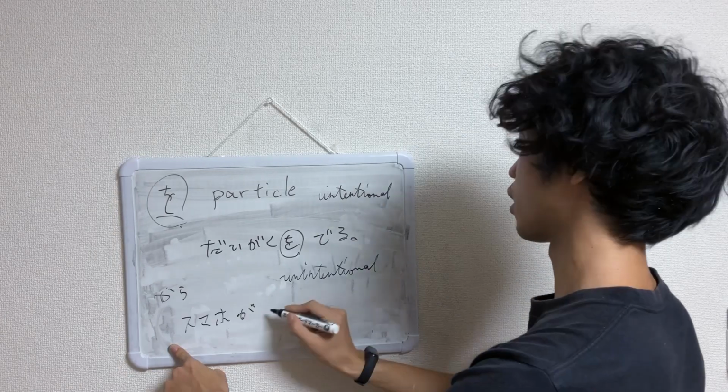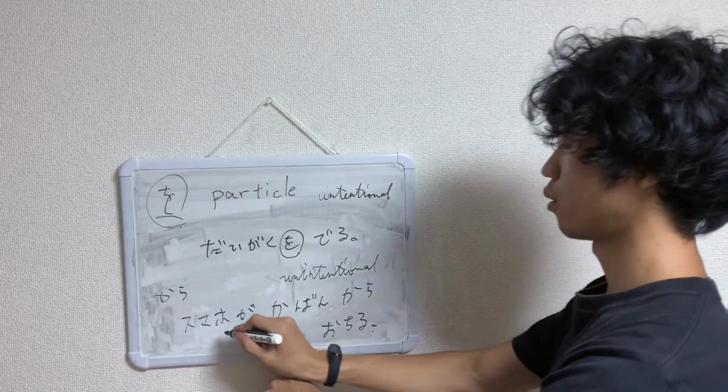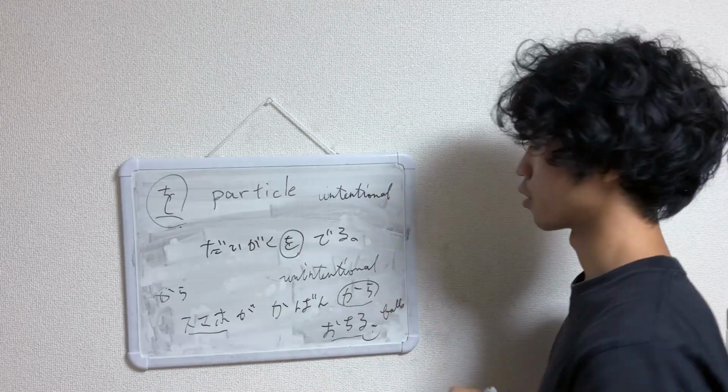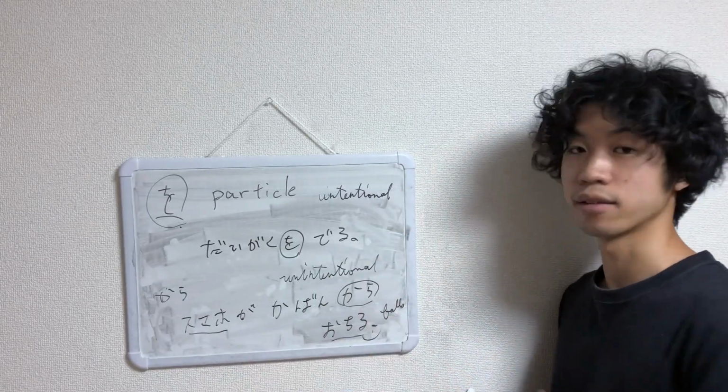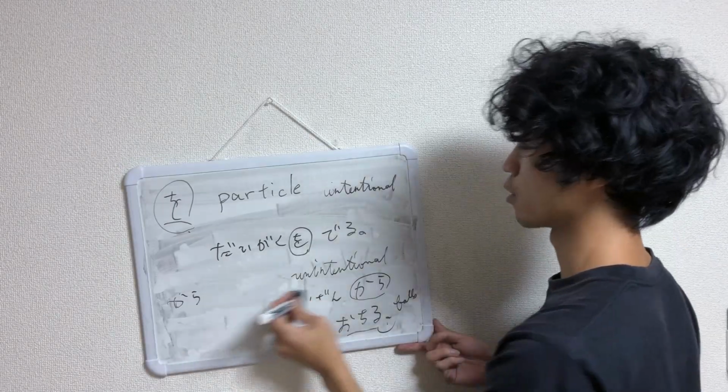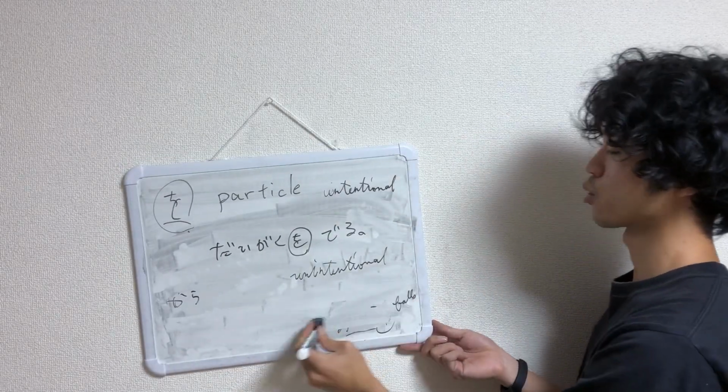Now, something you would use more often if you're a careless person. スマホがカバンから落ちる. スマホ, smartphone. カバン, bag. から here, 落ちる. Fall. So, the smartphone falls out of the bag. Smartphone doesn't have intention to fall. That's why I use kara. That is number 3. Location of a movement.